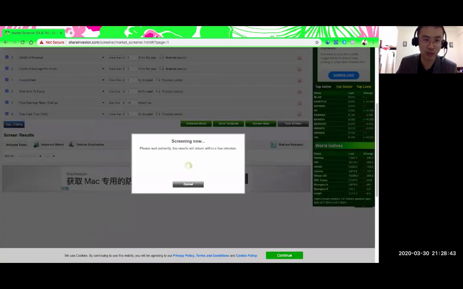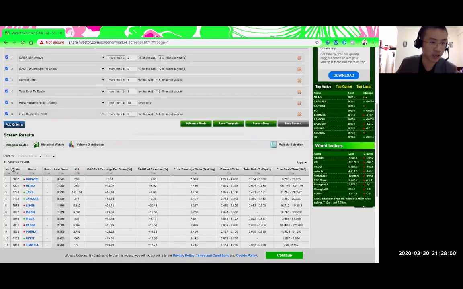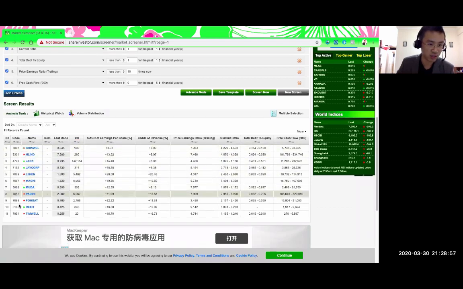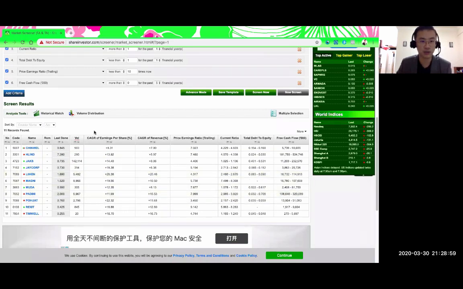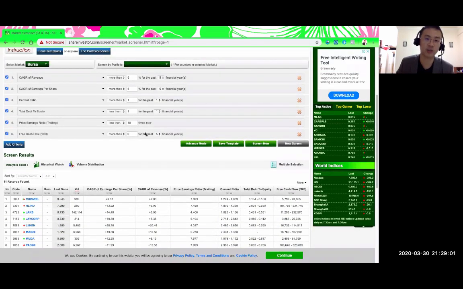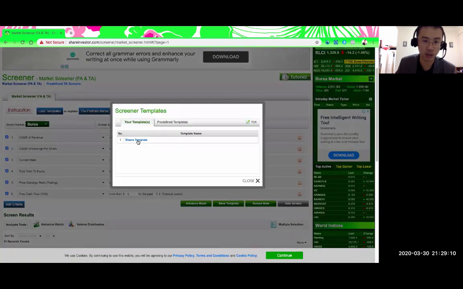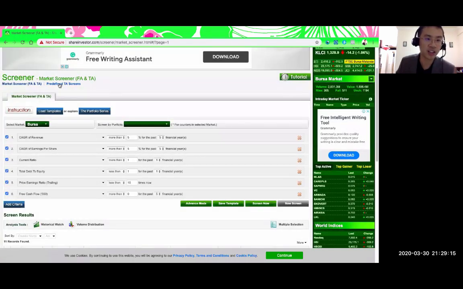Of course, if you add in more criteria, then the results will come out fewer. So there are 11 records, 11 companies. Chinwell, Jaks Resources, Magni, Padini, Pohuat. These are companies that fulfill all my 6 criteria. Isn't that very useful? Of course, you can also save it as a template. For example, I can just load my template. I load my Shane template, then all this comes up. Now we also have the predefined TA screeners.